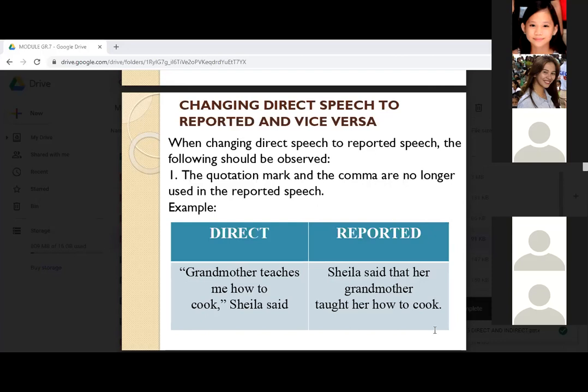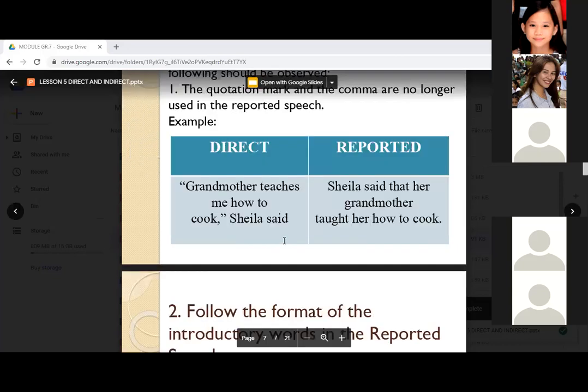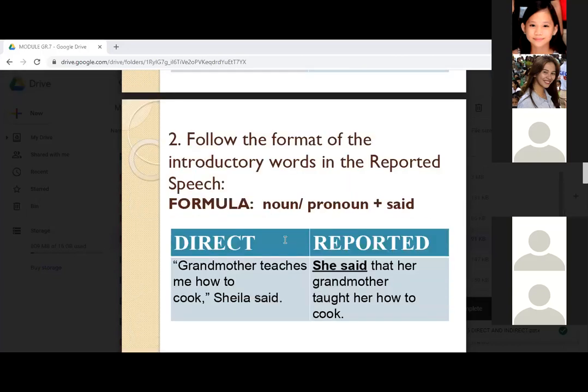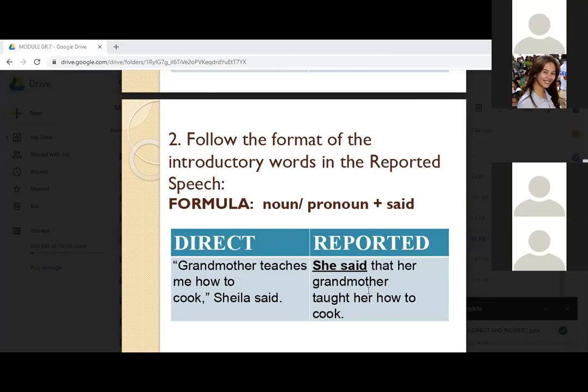Okay, now, let's proceed with step number two. Step number two is very important because this will be your introductory words. When you say introductory words, these are the words that we need to write first or at the beginning. Sila yung dapat lagi nating inuuna. So again, in order for us to change direct to indirect, you need to begin with the formula. And what is the formula? Noun or pronoun plus said.